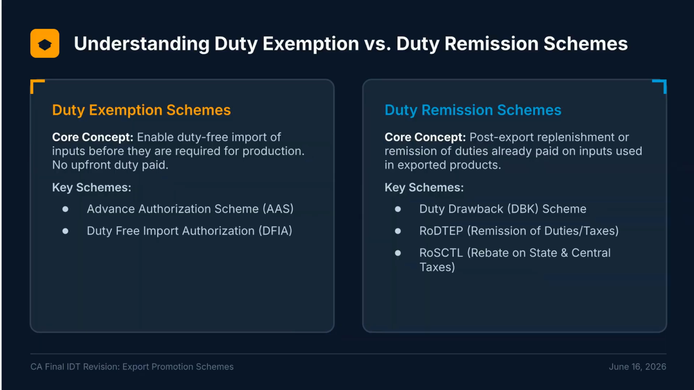On the other hand, duty remission schemes operate after exports take place. Here, duties paid earlier are refunded or remitted. Examples include duty drawback, RODTEP, and ROSCTL. An easy memory trick is, exemption means don't pay first, whereas remission means pay first and get it back later. This single distinction helps eliminate a lot of confusion in exams.